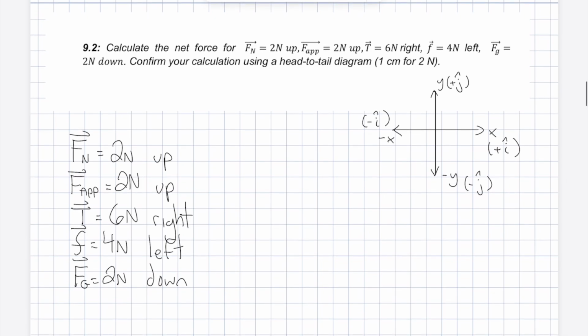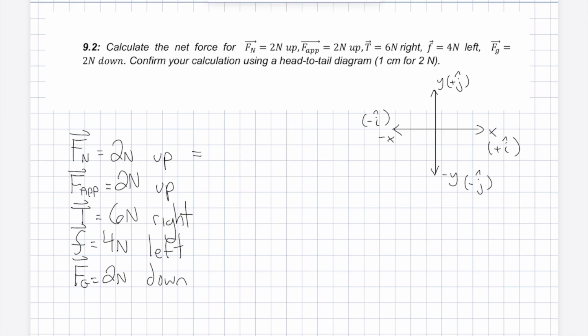Using these directions, I am first going to set Fn. Instead of saying 2 newtons up, I can say it as plus 2 j-hat newtons. Similarly, Fap is plus 2 j-hat newtons, because they're both 2 newtons up. And I can take Fg, which is 2 newtons down, and write it as negative 2 j-hat newtons.